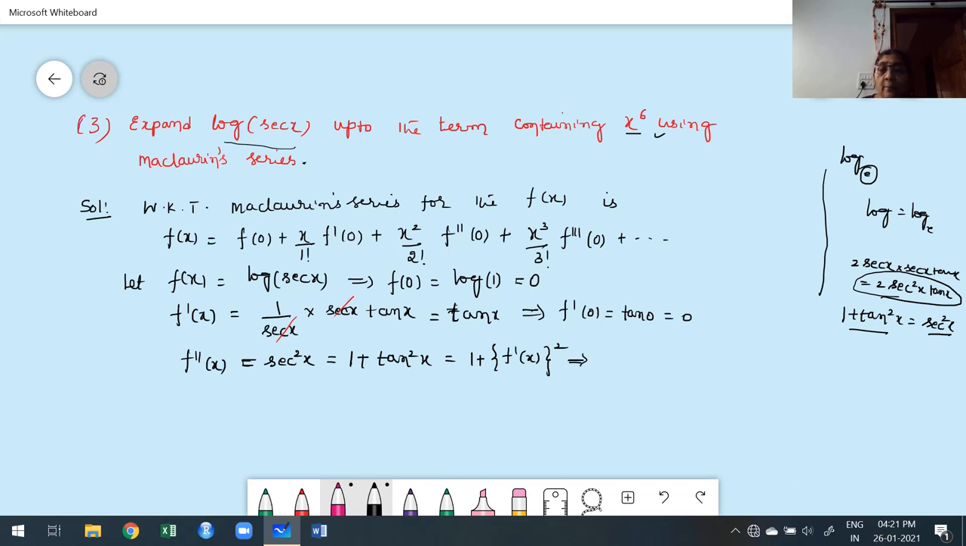What is my f double dash of 0? It's nothing but 1 plus f dash of 0 whole square. What is f dash of 0? It is 0. Now we get f double dash of 0 is 1.